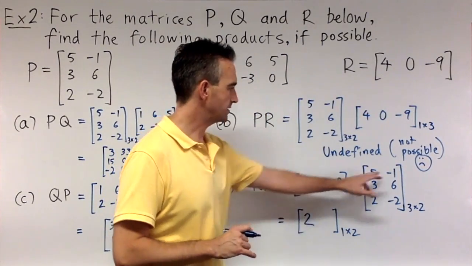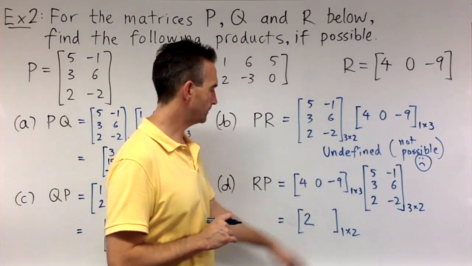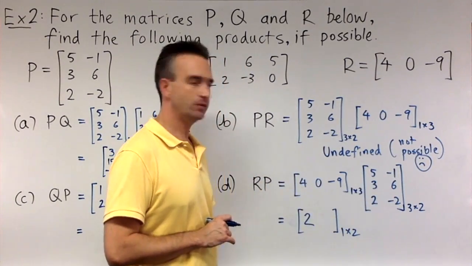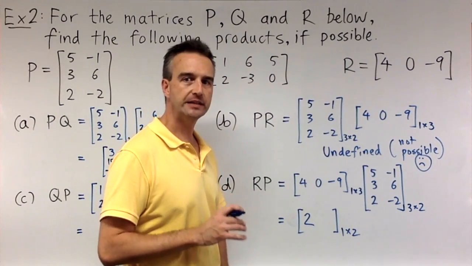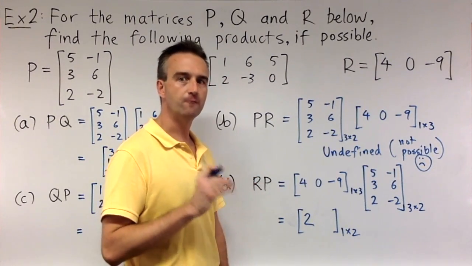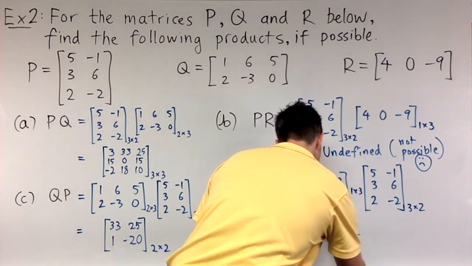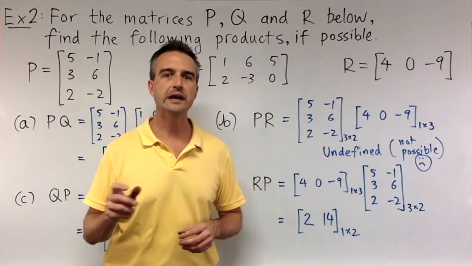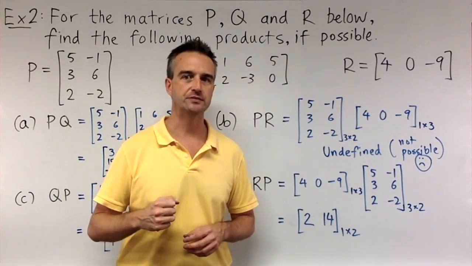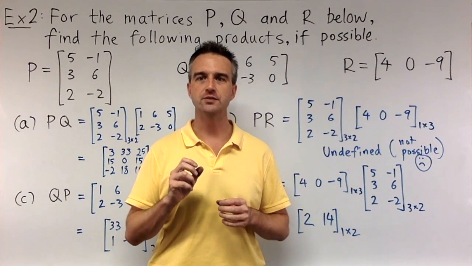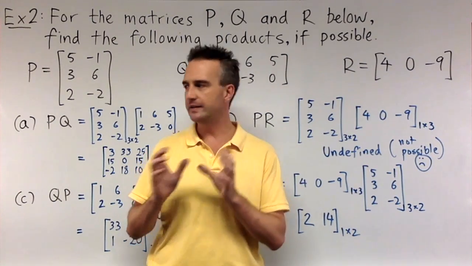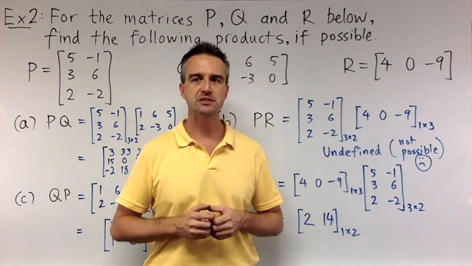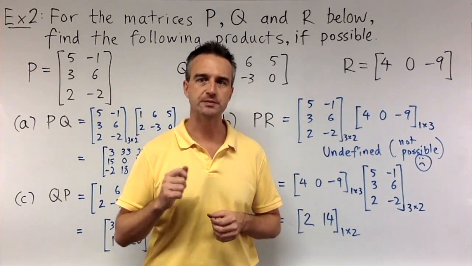Continuing. 4 times negative 1, negative 4. 0 times 6, 0. Negative 9 times negative 2 is positive 18, minus the 4 gives us 14. There we have it, matrix multiplication. Remember, the orders of the two matrices you're multiplying must be special compared to each other in that way that we explained, and matrix multiplication is not always possible.